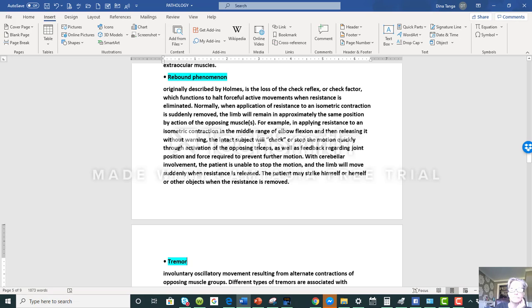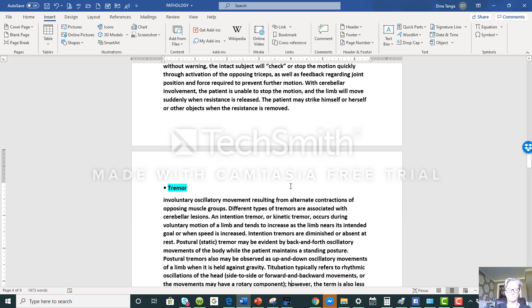For example, in applying resistance to an isometric contraction in the middle range of elbow flexion and then releasing it without warning, the intact subject will stop the motion quickly through activation of the opposing triceps, as well as feedback regarding joint position and force required to prevent further motion. With cerebellar involvement, the patient is unable to stop the motion, and the limb will move suddenly when resistance is released. The patient may strike himself or herself or other objects when the resistance is removed.